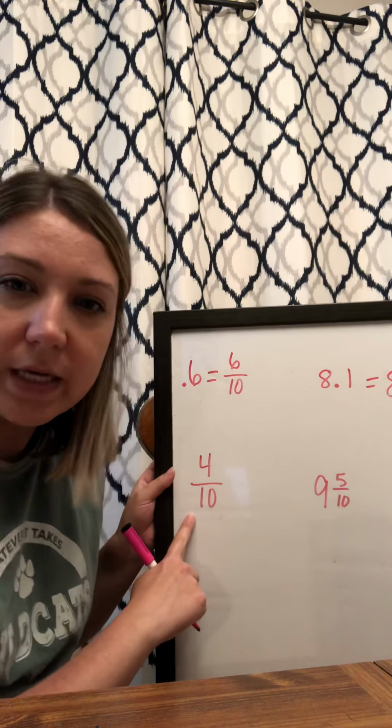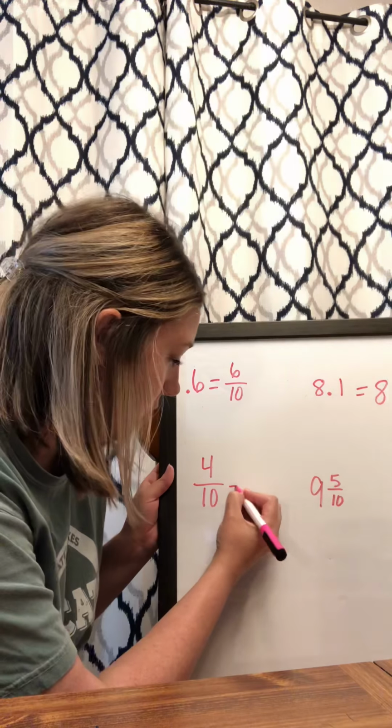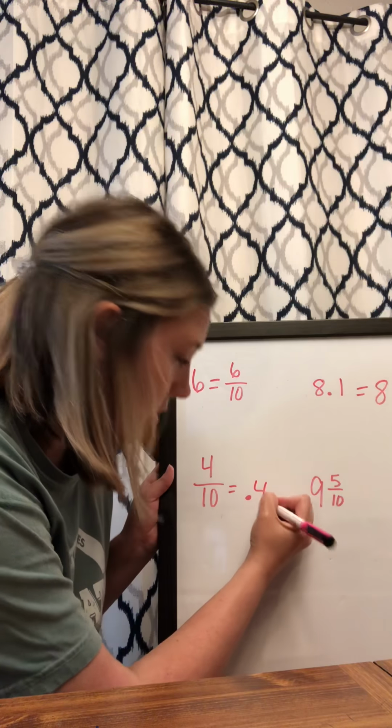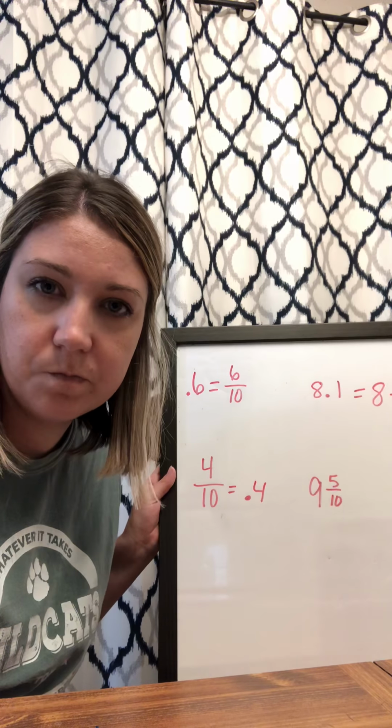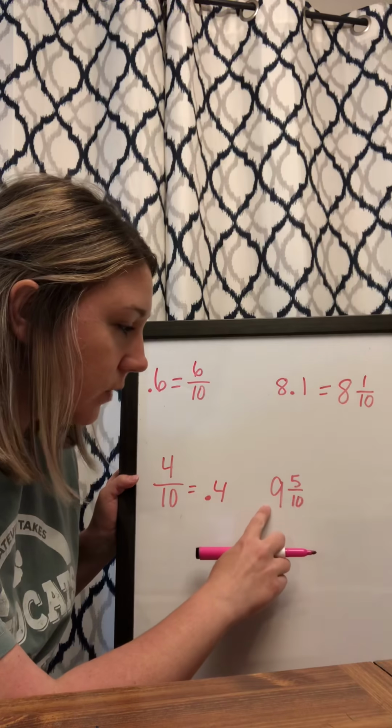So then down here, we start with a fraction, and they want you to convert that to a decimal. So all you do is you just say this fraction to yourself, 4/10. How do I represent 4/10 as a decimal? 4/10, okay?